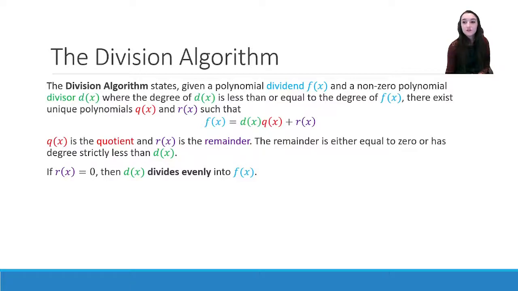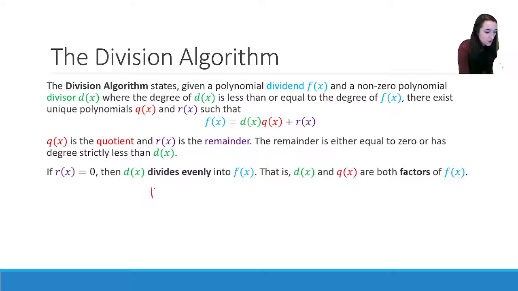But if the remainder is 0, then we say d of x divides evenly into f of x. Or in other words, our divisor divides evenly into our dividend. So essentially, that is, d of x and q of x are both factors of f of x.